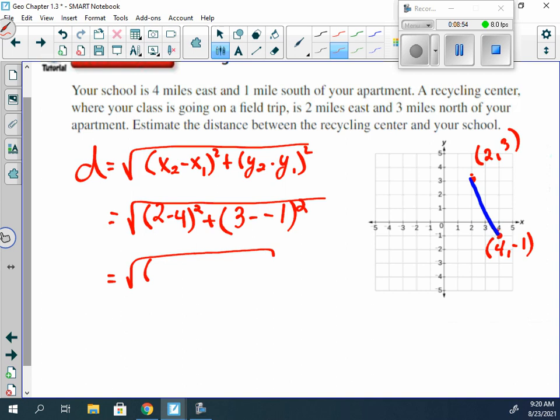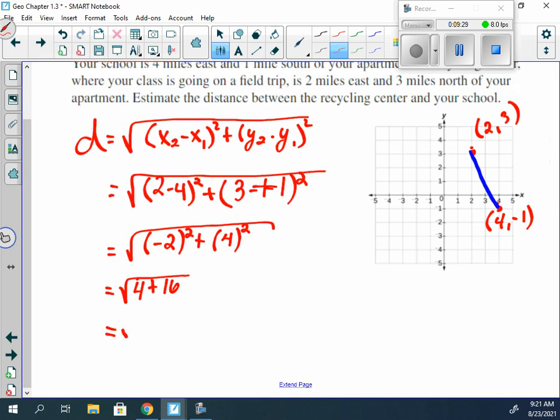2 minus 4 would be -2. 3 minus -1, well, a negative and negative make a positive. So 3 plus 1 is 4. Well, -2 squared is 4. And 4 squared is 16. 4 plus 16 is 20.